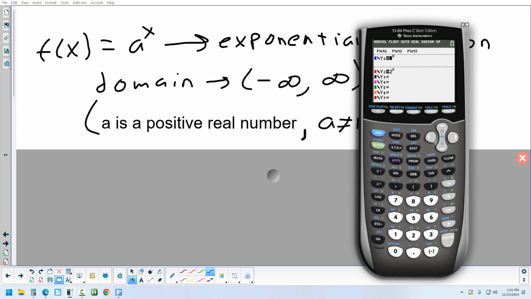Okay. How about 3 to the x? Would that be exponential? Yes. So that would curve up a little bit quicker than 2 to the x. So that's 3 to the x. 2 to the x is probably going to be just to the right of it, like right out there.